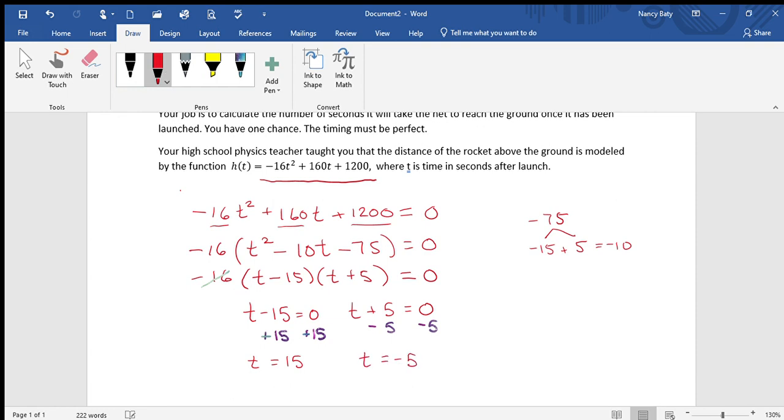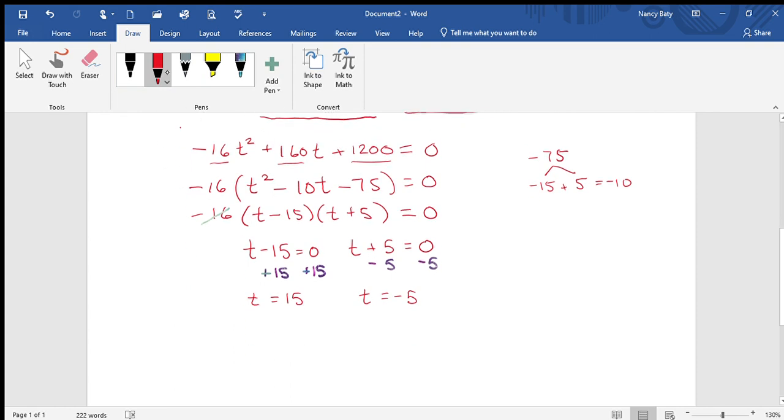Now remember, in this problem, t represents time measured in seconds after the launch. So t equals 15 means 15 seconds after the launch, the rocket will be 0 feet above the ground. In other words, the rocket will be on the ground. So 15 seconds is the answer you're looking for. Now the t equals negative 5, this is time, of course. So time equal to negative 5 would be a time that's in the past. And we don't want time in the past. We want time when we can expect the truck, and that is in 15 seconds.